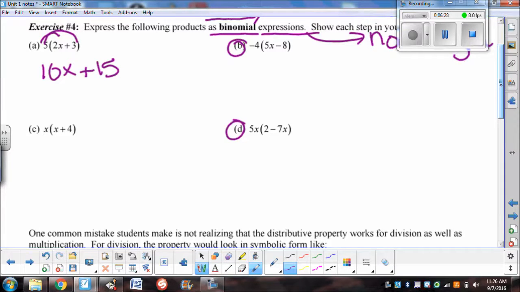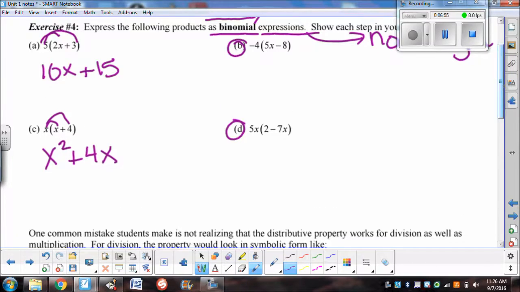And then we'll take a look at letter C. Do the same thing. X times x. Now, x times x is going to be x squared. Don't think x plus x. X plus x is 2x. Remember, we're multiplying. And then x times 4 is plus 4x. Again, x squared, 4x. We have two terms, so that makes it a binomial.